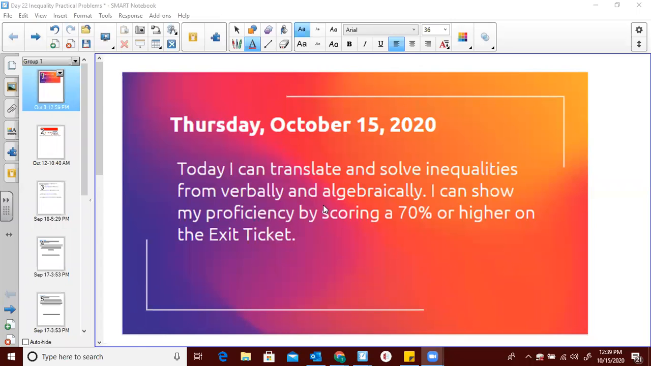All right, hey everybody. So today is October 15th, Thursday, and we're going to learn how to translate and solve inequalities verbally and algebraically.